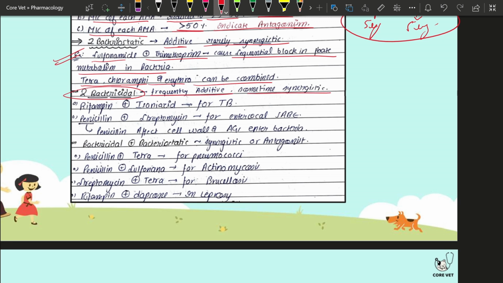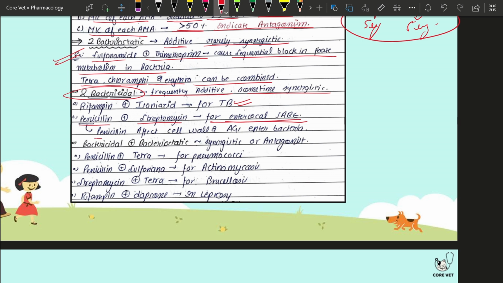they show the synergistic effect. Likewise, in the treatment of tuberculosis, what was the first line of treatment? It's the combination of the drug rifampicin or rifampin with isoniazid, right? The penicillin and the streptomycin, which is an aminoglycoside, and the penicillin belongs to the beta lactam, right? So these are combined together for the treatment of enterococcal SABE, right?